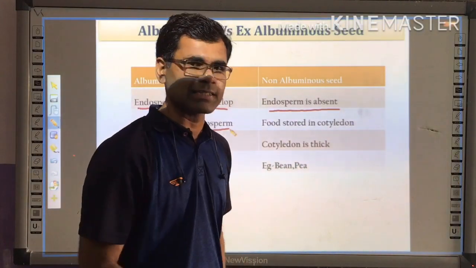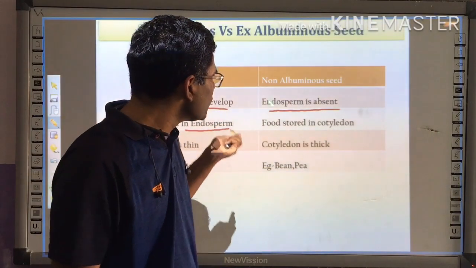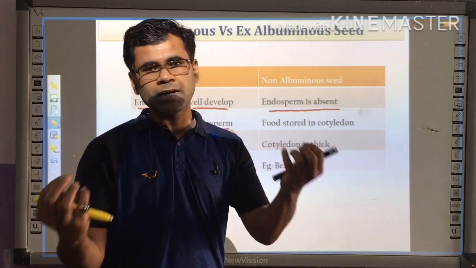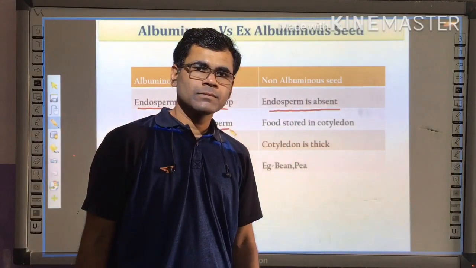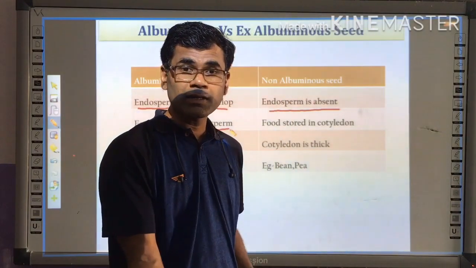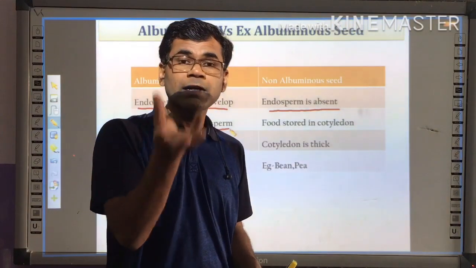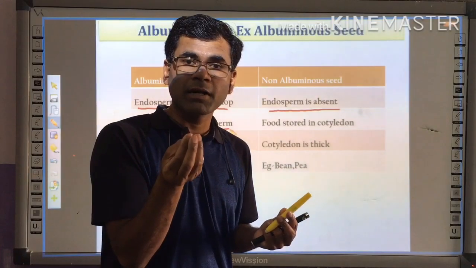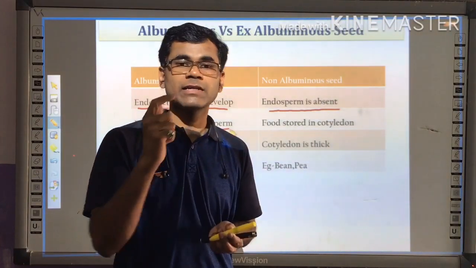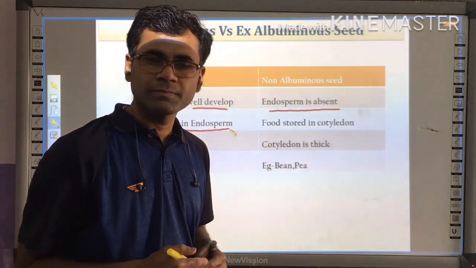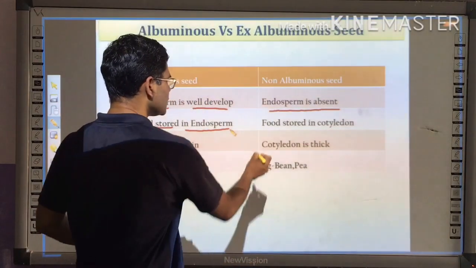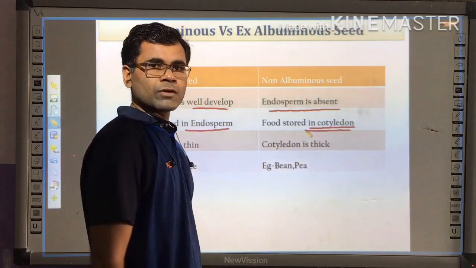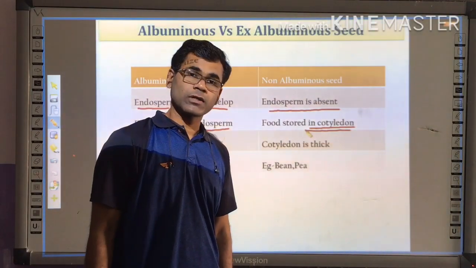But then the question arises: you have told that in non-albuminous seed the endosperm is completely consumed. Then from where does the embryo draw its nutrition during its early development stages? And the answer is cotyledon. Here the food is stored in the cotyledon.